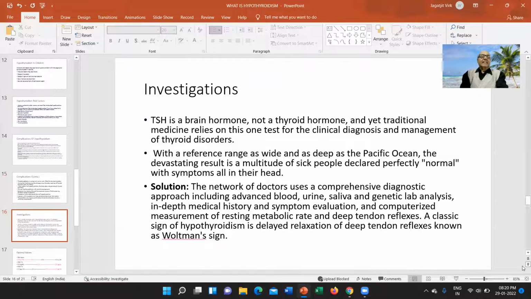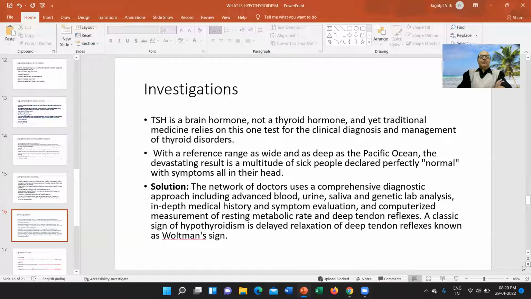Investigations. TSH is a brain hormone, not a thyroid hormone, and yet traditional medicine relies on this one test for the clinical diagnosis and management of thyroid disorders. With a reference range as wide and as deep as the Pacific Ocean, the devastating result is a multitude of sick people declared perfectly normal, with symptoms all in their head.